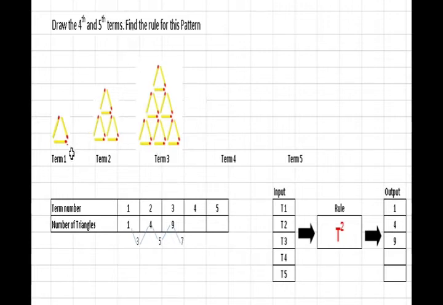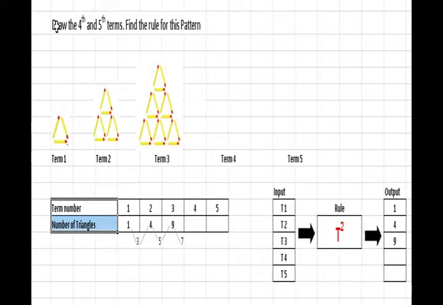Now, in this particular geometric pattern, you are either required to count the number of matchsticks in each term, or sometimes the number of triangles in each term. If you look at the table below the pattern, you will see that in this pattern we are required to count the number of triangles. So we are not counting the matchsticks today, we are counting the number of triangles for this pattern.